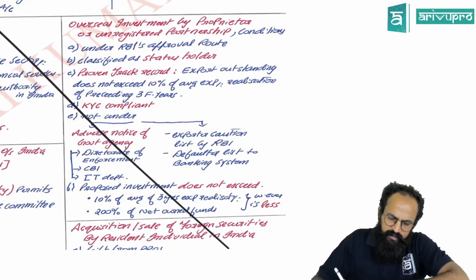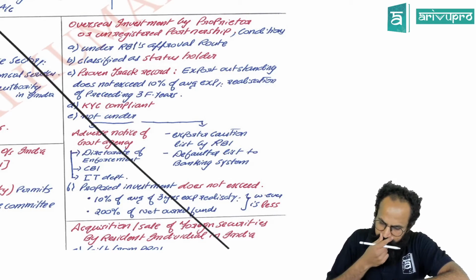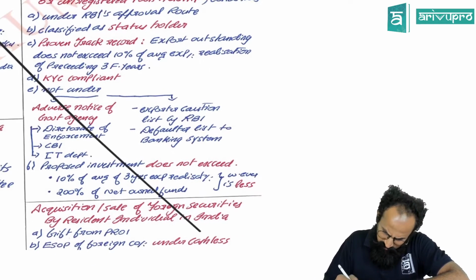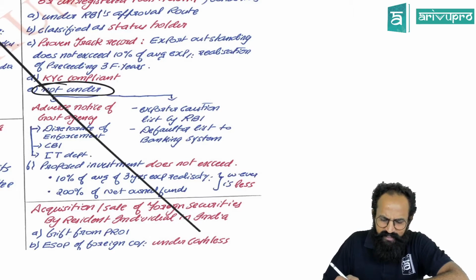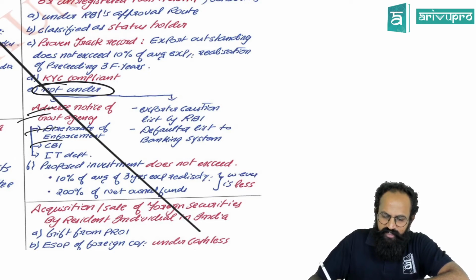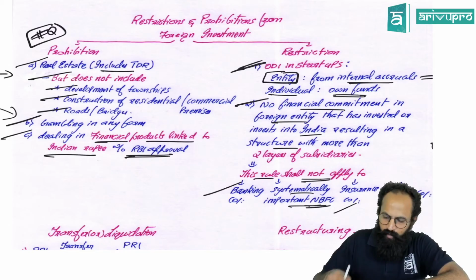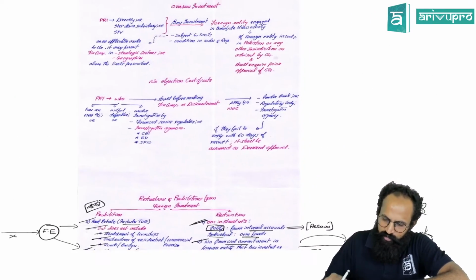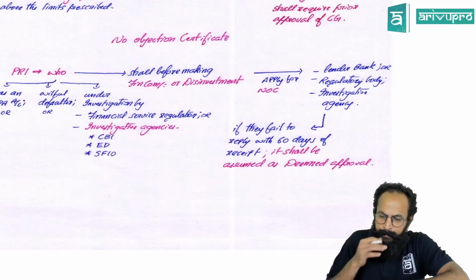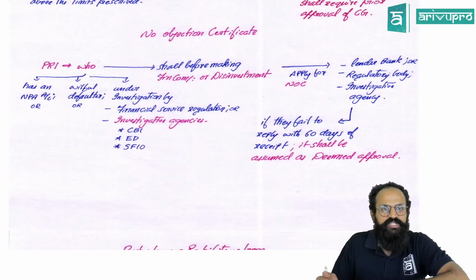Overseas investment by proprietor or unregistered partnership, conditions. Can you see this? You should not be under adverse notice of the Directorate, CBI. You should not be under exporter caution, defaulters. You remember this? The same thing. Now they have put it as a different point, and that is what is called the no objection certificate. Now, what do you mean by no objection certificate?